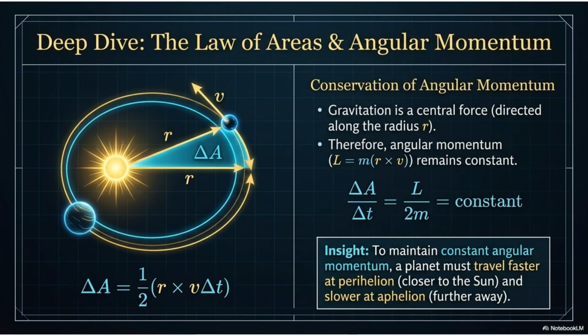The law of areas is tied to the conservation of angular momentum. Because gravitation acts as a central force, a planet must travel faster when it is closer to the sun at perihelion, and slower when further away at aphelion.